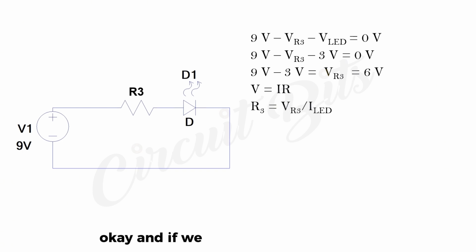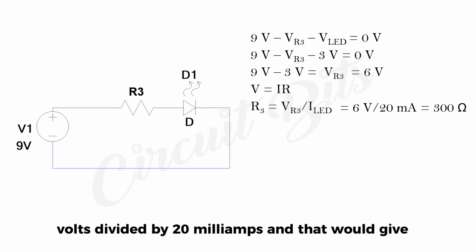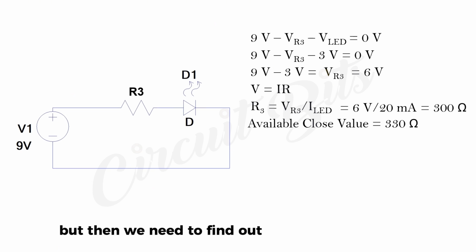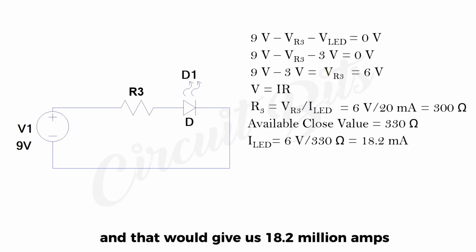Okay, and if we put that into the equation, we would have 6 volts divided by 20 milliamps, and that would give us 300 ohms for R3. Now we have 330 ohms available, so that's what we'll be using for this circuit. But then we need to find out how much current will actually flow through the circuit if we use a 330 ohms resistor instead of a 300 ohms resistor, and that would give us 18.2 milliamps.